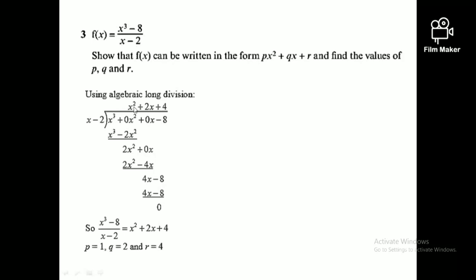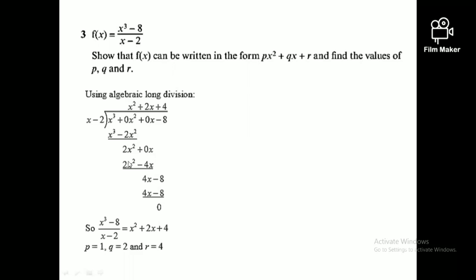Then multiply this entire expression. x squared into x is x cubed. x squared into minus 2 is minus 2x squared. Then subtract. It is 0. 0x squared minus minus 2x squared is plus 2x squared. Then bring this term down. Now see how many x terms there are for 2x squared. Then it is 2x.